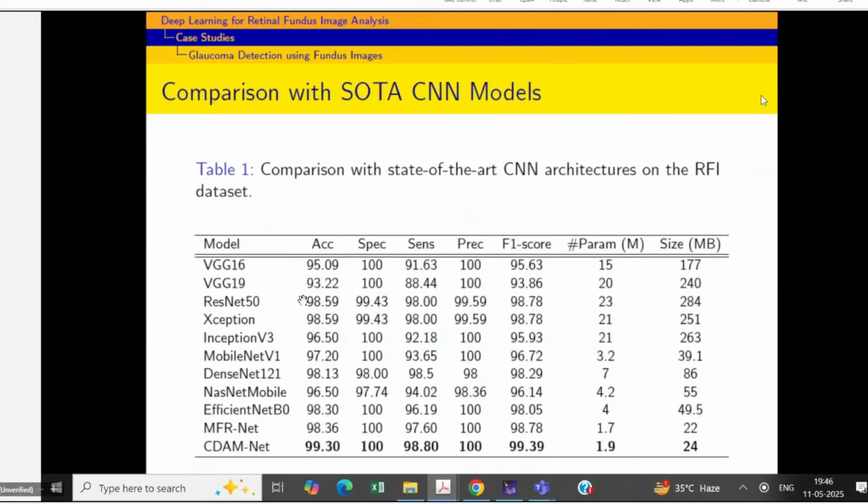So here is the comparison of our proposed approach with the state-of-the-art convolutional neural network models, starting from VGG to MobileNet, DenseNet, and all. And there's also a comparison in terms of parameters and size. Right, you can see the number of parameters required by the proposed model, CDAM-Net, and this MFR-Net is the architecture without the attention module. Without the attention module, you can see the number of parameters is relatively low, and the size is also relatively low.